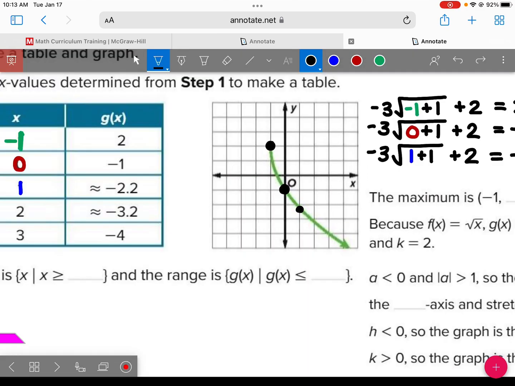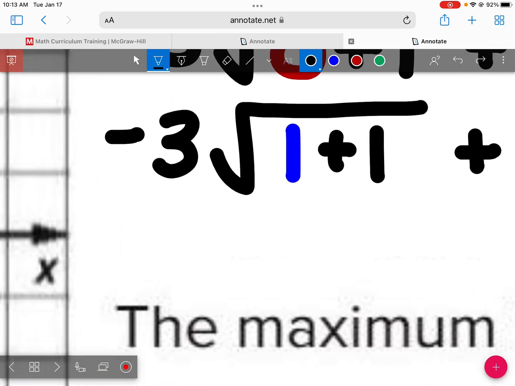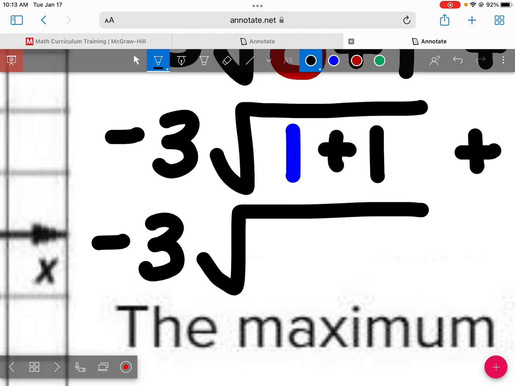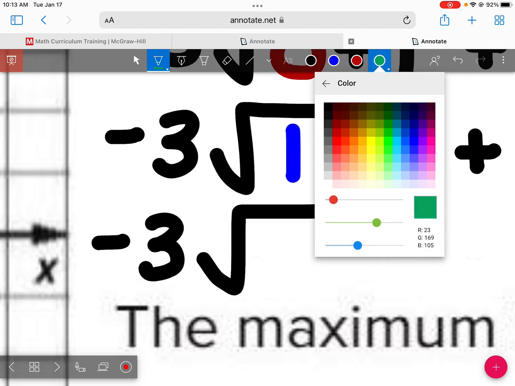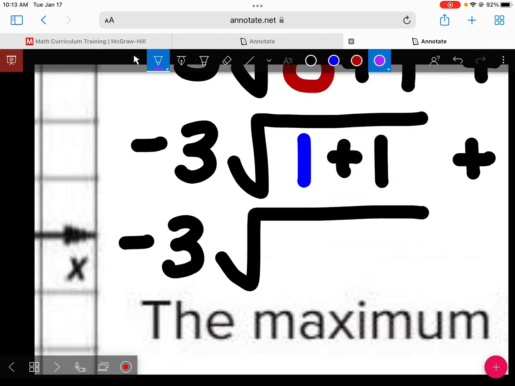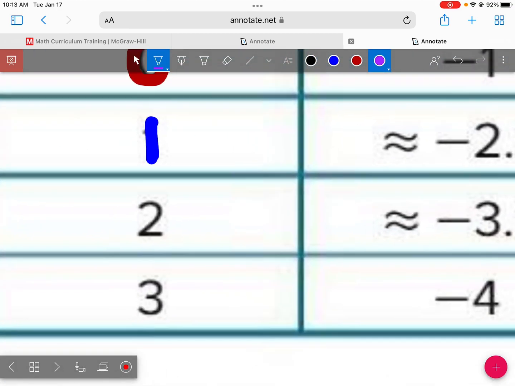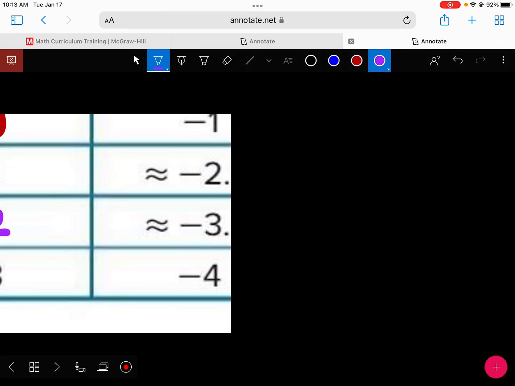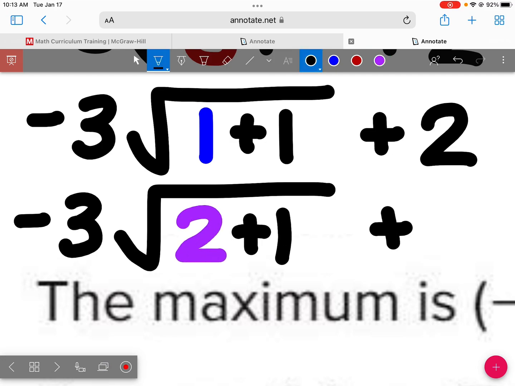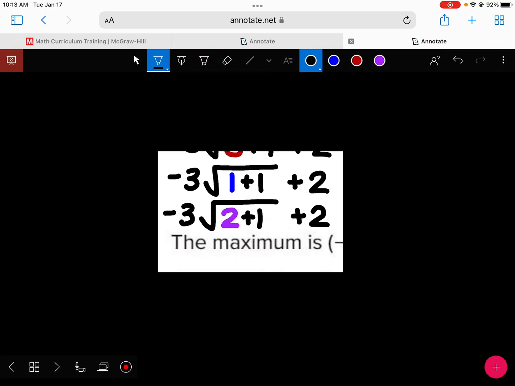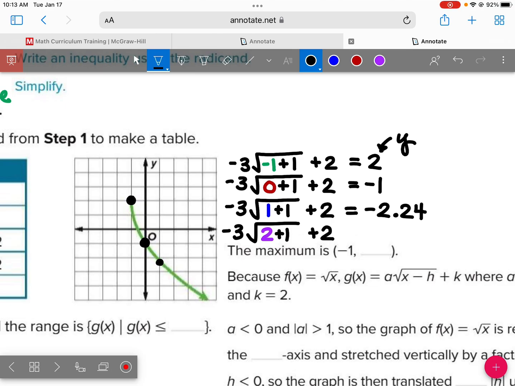Got a couple more that we want to put in. -3 square root of, what's the next thing we want to put in? It's the next thing from our table. 2. So underneath the radical, I have 2 + 1. And then outside of the radical is another +2.